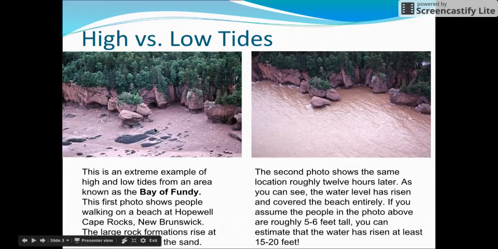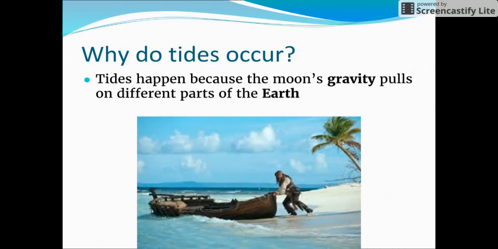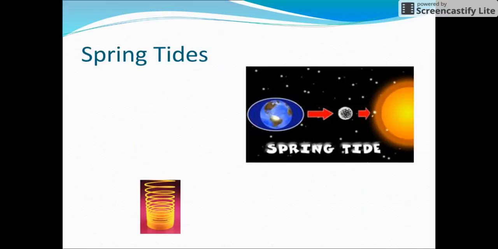So this first picture is an example of low tide. The second picture, high tide. Now, tides aren't nearly that extreme, except for this area called the Bay of Fundy. Tides occur because the moon's gravity pulls on different parts of the Earth. If you take a look at this picture here, as the moon's gravity is pulling, it's causing a bulge, and that bulge is where the high tide is. So on each side of the Earth, you're going to have 2 high tides, and here's your low tides per day. We'll get more into this in a second.